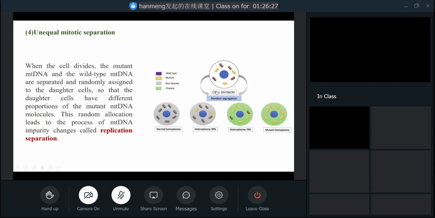Here, during the cell division, the mitochondria randomly segregate to the daughter cells. Here is all wild-type mitochondria. Here has two heteroplasmy, about 30% and 70%, and here is all mutant homoplasmy. This phenomenon is called replication separation of the mitochondria.